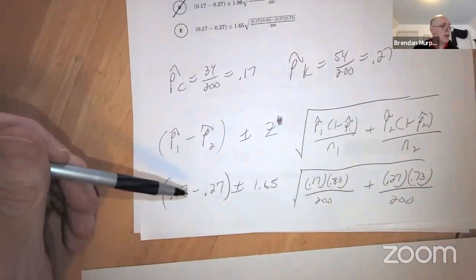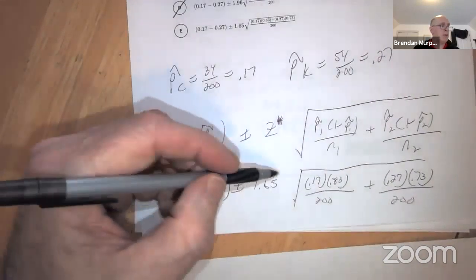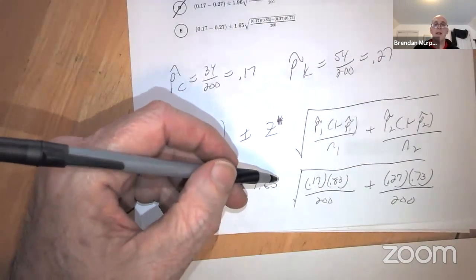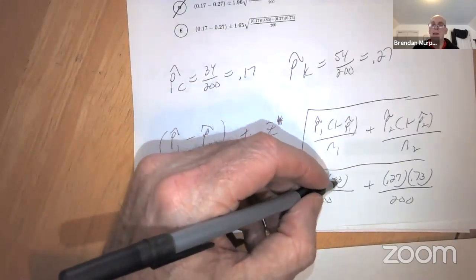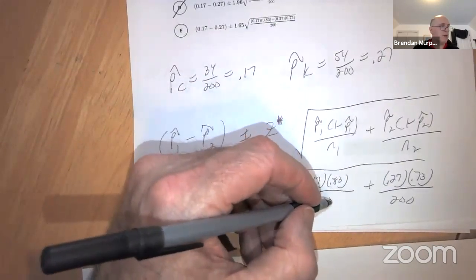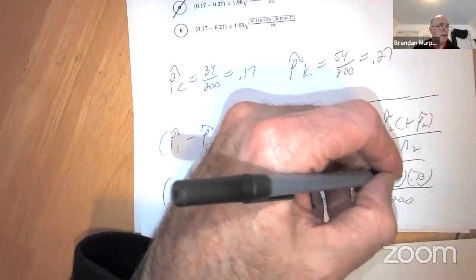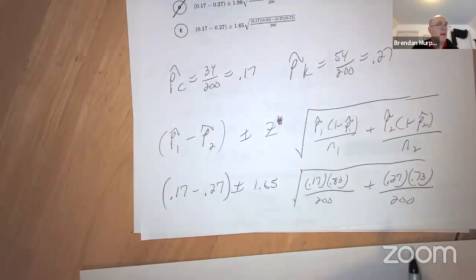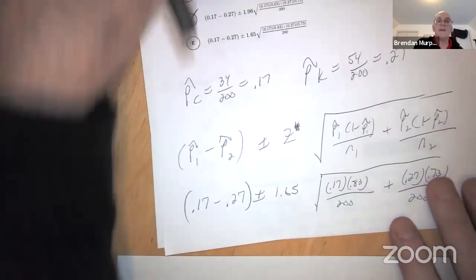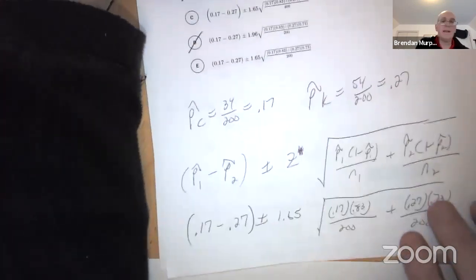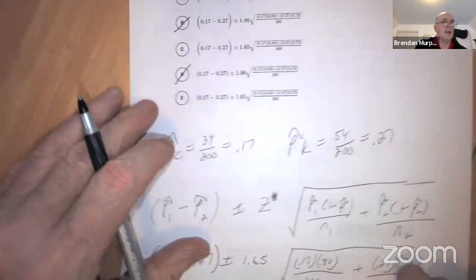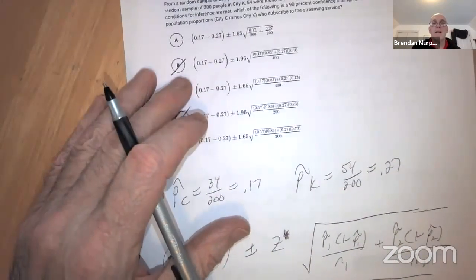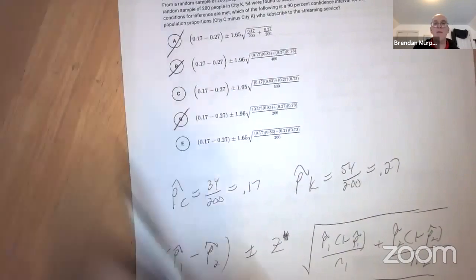And so there was my p hat 1 minus p hat 2, and there's my 1.65, again rounded. And so I did p hat 1, 0.17 times 1 minus p hat 1, 0.83 over 200, and did the same for my second sample. And when I looked above, I actually didn't see that answer. And so at first I thought, boy, I think I'm doing it right. I don't know what's wrong here. And so it clearly wasn't A based upon that.